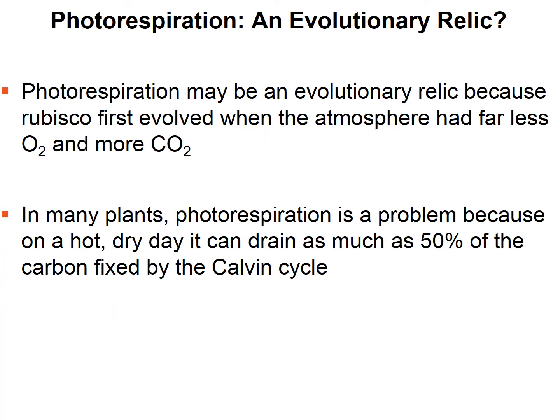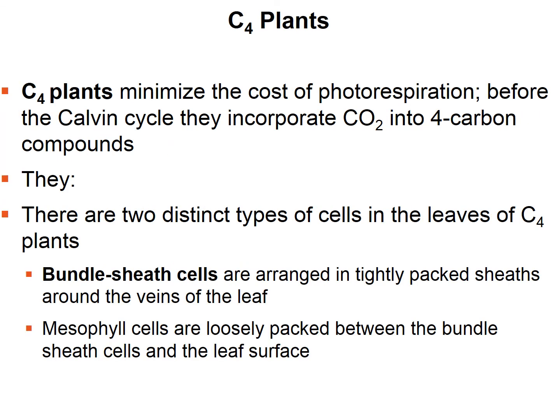Photorespiration is believed to be an evolutionary relic because Rubisco first evolved when the atmosphere had far less oxygen and more carbon dioxide. In many plants, photorespiration is a problem because on a hot, dry day, it can drain as much as 50% of the carbon fixed by the Calvin cycle. One alternative is what C4 plants do. So they minimize the cost of photorespiration. Before the Calvin cycle, they incorporate carbon dioxide into 4-carbon compounds.